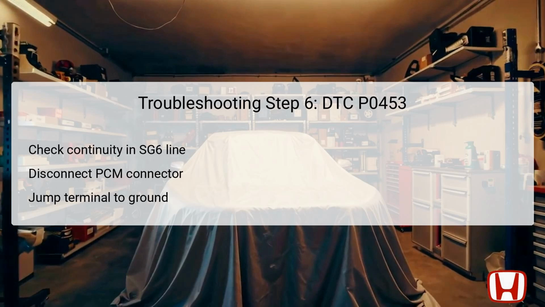Check for continuity between the specified test points, ensuring that the FTP sensor remains disconnected and that you're working under off conditions. If continuity exists, it confirms that the SG6 wire is functioning properly. If DTC P0453 clears upon updating or substituting the PCM, the troubleshooting is deemed successful. Otherwise, attention to any open wires in the SG6 line will be required.